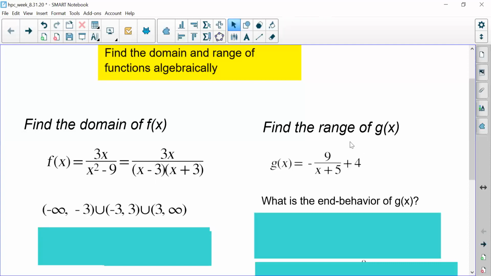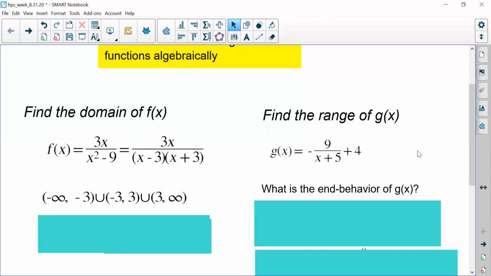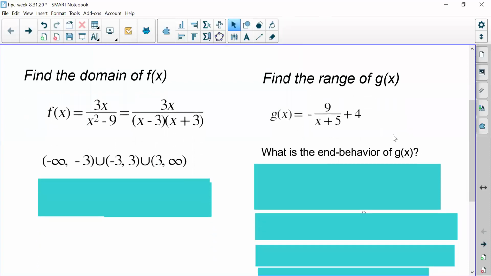What about the range? Well, here's a different example for the range. Now, this is a rational function, which has a specific end behavior. Remember end behavior from Algebra 2, I hope you do. There's a vertical asymptote here of x equals negative 5. But we want to know the horizontal asymptote.